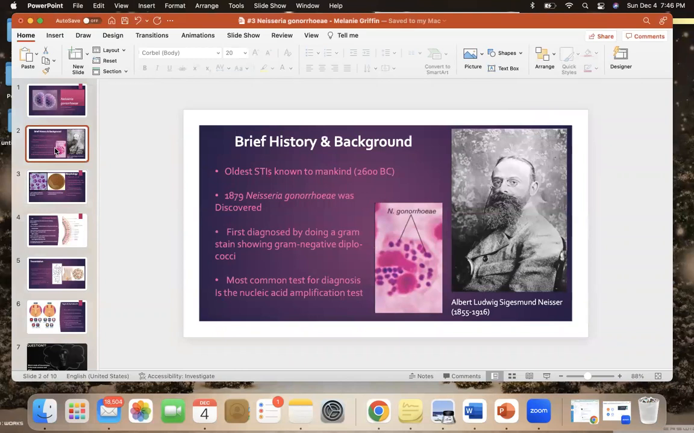Brief history and background. Gonorrhea is known as one of the oldest sexually transmitted infections known to mankind. A disease resembling gonorrhea was described and dated back to 2600 BC. But it wasn't until 1879 when Albert Ludwig Neisser discovered the causative organism, Neisseria gonorrhoeae. It was first diagnosed by doing a Gram stain showing gram-negative diplococci. This method is still used in modern day, but the gold standard for diagnosis is performing a nucleic acid test.